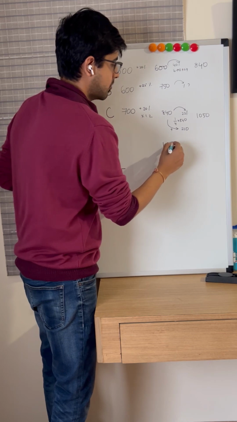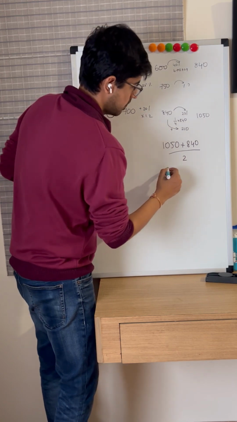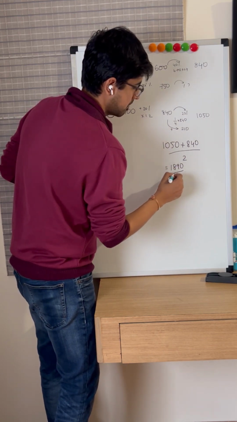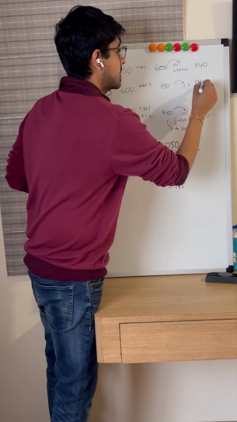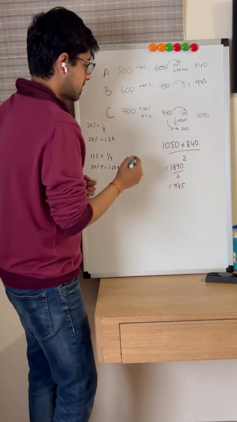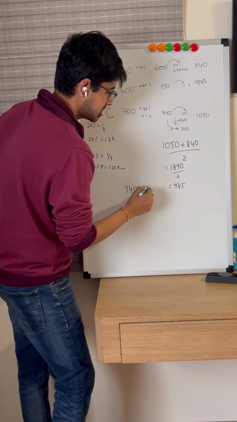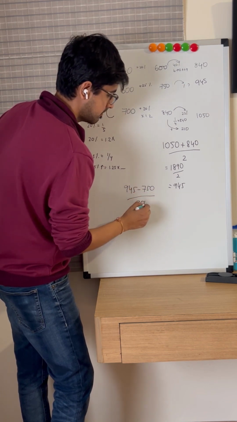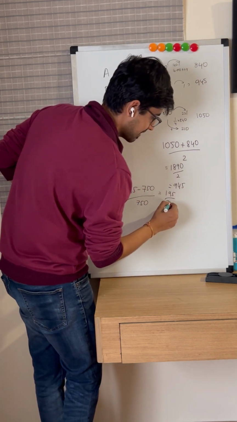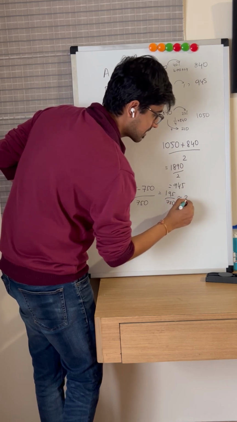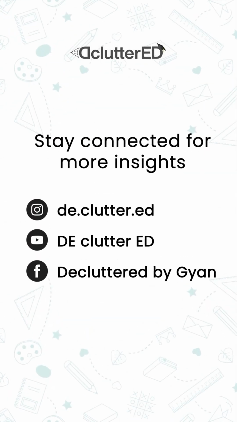Mean is just the sum of all the numbers divided by the number of values. In this case, it is this, which translates to 1890 by 2, which translates to 945. So the salary of B is 945. To find the percentage increase, we will just do final minus initial by initial, which in this case is 195 by 750. Upon calculation, this comes approximately to 26%, which is your final answer.